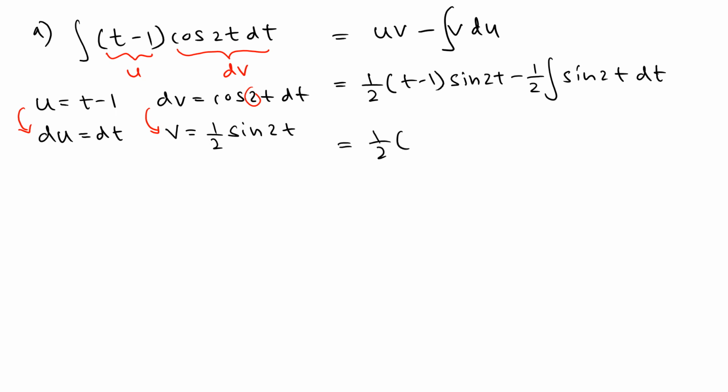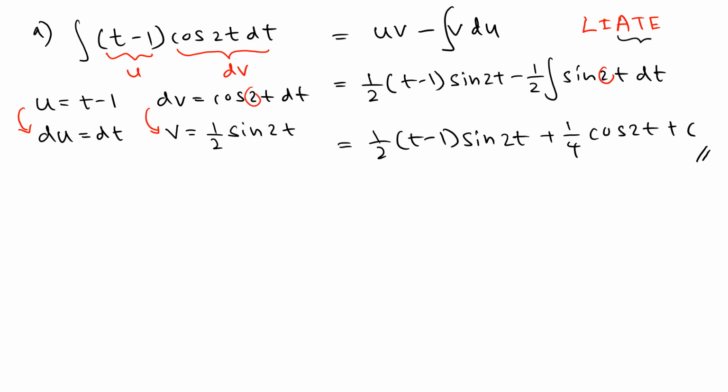So 1/2 times t minus 1 times sine 2t, minus the integral of sine. The integral of sine means negative cosine, so negative negative becomes positive, divided by that constant 2. That means it's going to be simply 1/4 cosine 2t plus c. So that's the answer if you use the regular technique. It's very easy. Again, we use the LIATE argument, L-I-A-T-E. Good. So you can see that. Okay. Good.